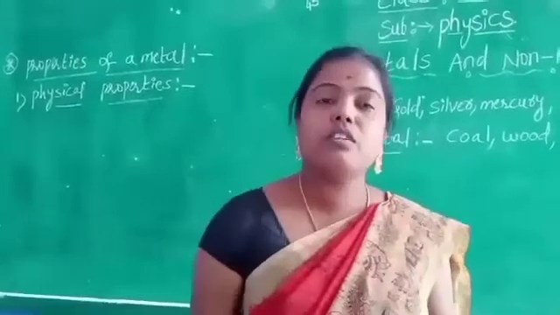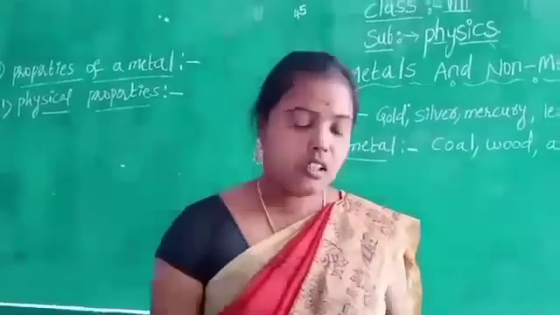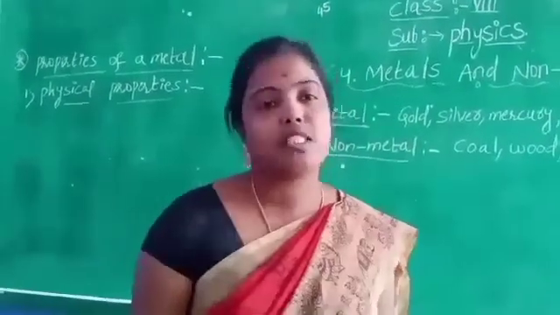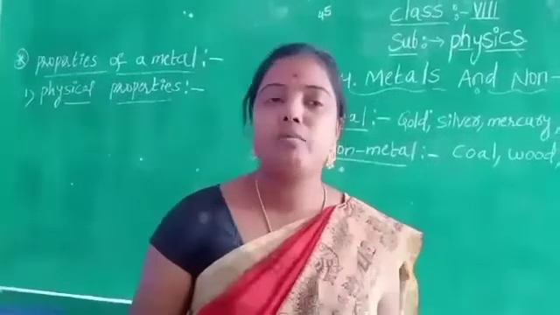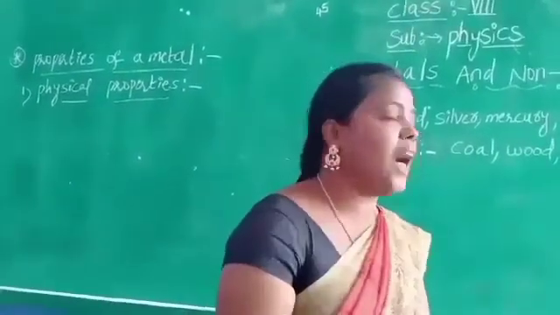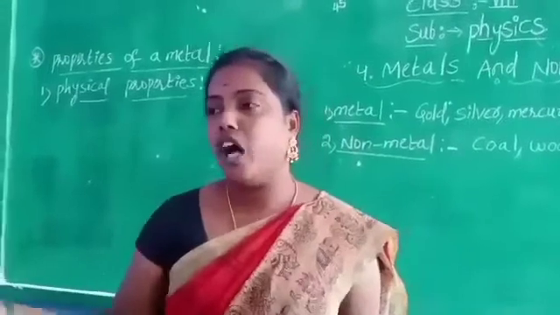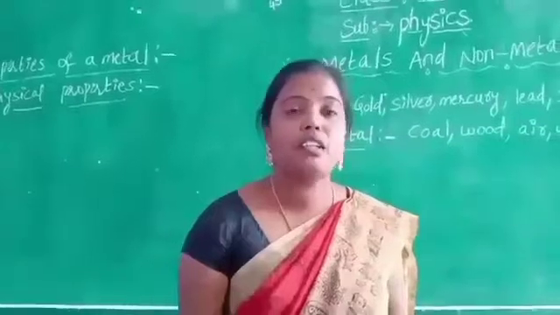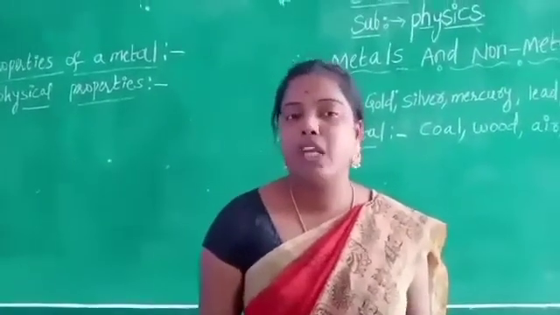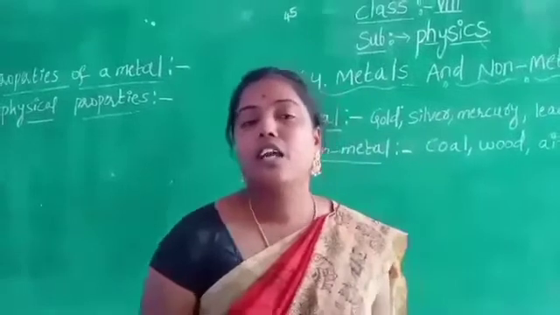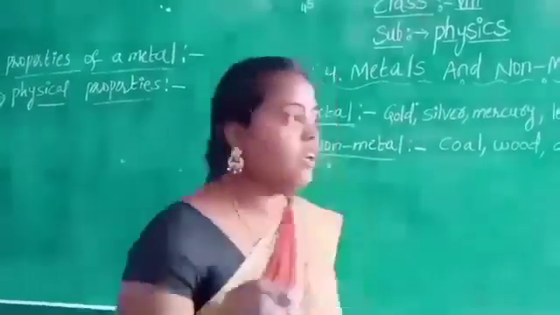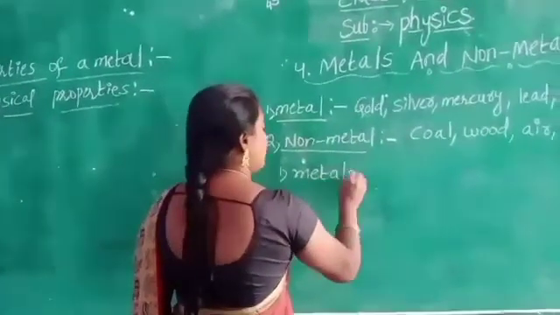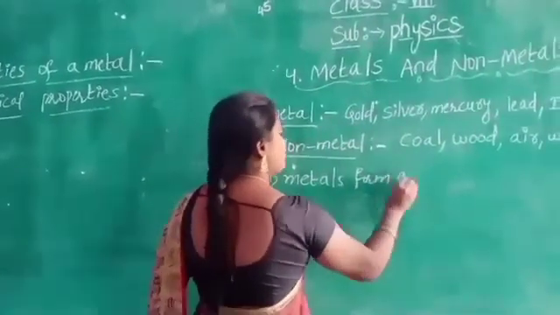The materials are of two types. Some materials form rust, some materials do not form rust. For example, you see iron gates, iron windows and iron doors. When they are exposed to moisture, air and water, they form rust. So from this, what do you understand? Metals form rust.